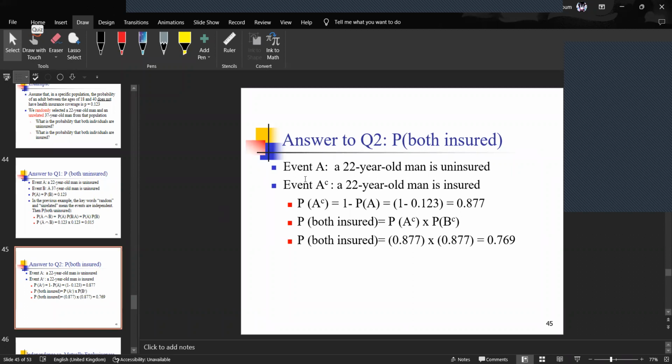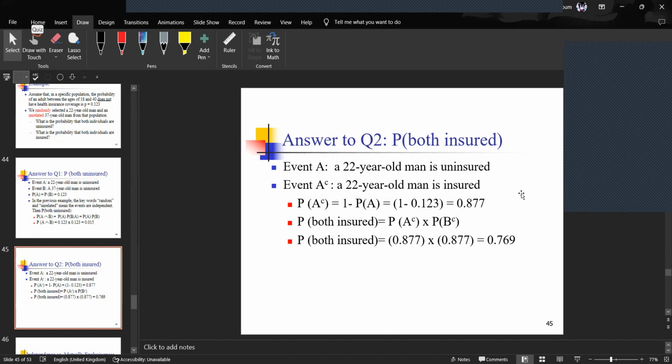Okay, and so first off, we have to calculate both of them having insurance. So the first thing we have to calculate is the probability that each one of these two men has insurance. Luckily, because their probability is the same for both, the probability of not A, or 1 minus the probability of A, is equal to 1 minus 0.123, or 0.877. This is the exact same for person B since their probability is the same.